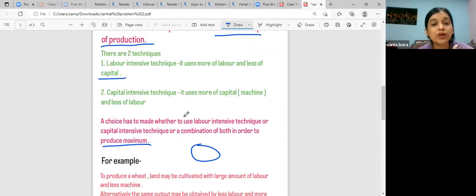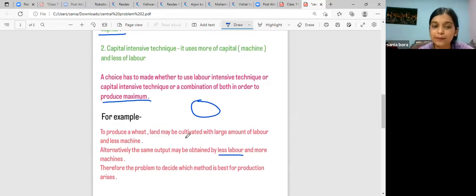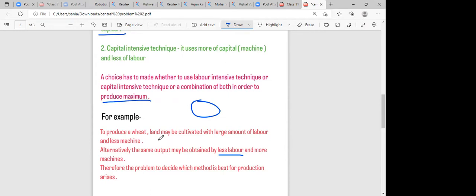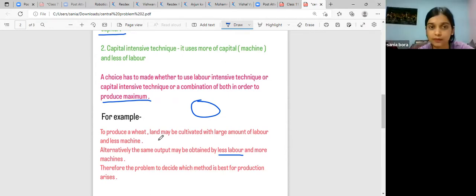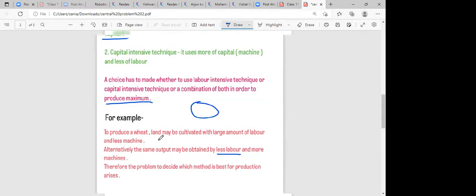Therefore, a choice has to be made whether you want to use the labor intensive technique or the capital intensive technique, or a combination of both. For example, if you want to produce wheat, you can use more labor and less capital, or you can use more capital and less labor. Therefore, a choice has to be made whether I should use this or that. So the problem arises where you have to make a choice. Okay, so you'll write it down.